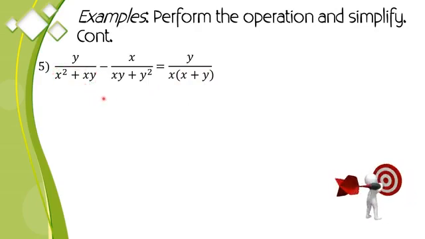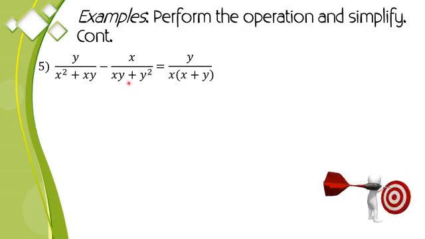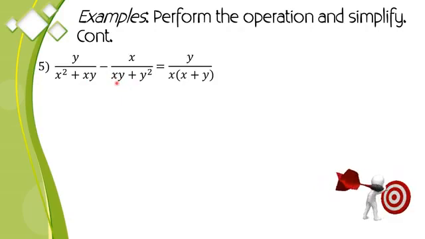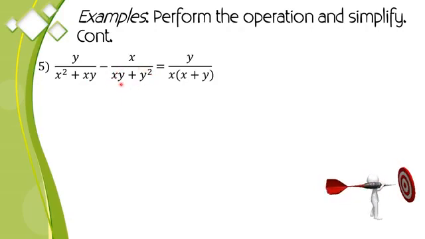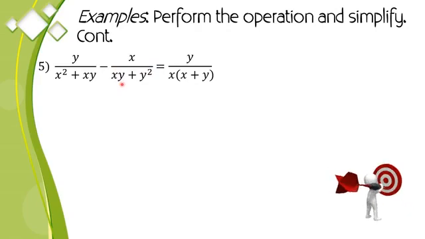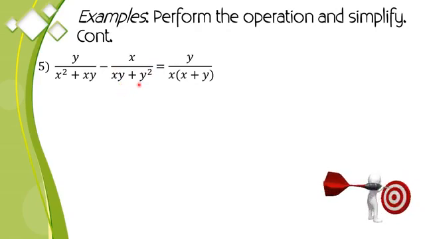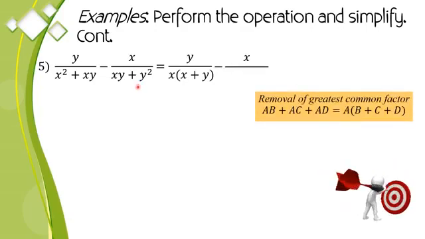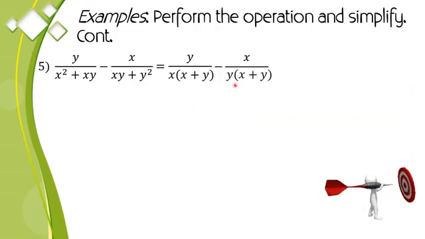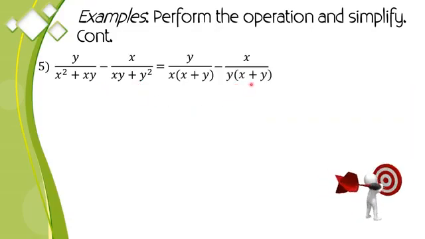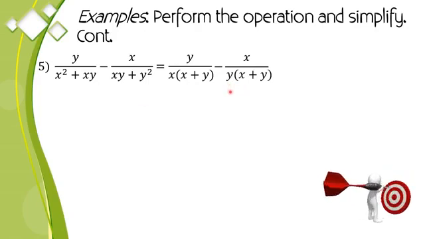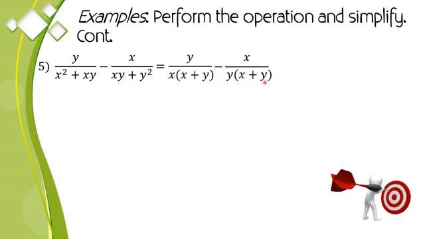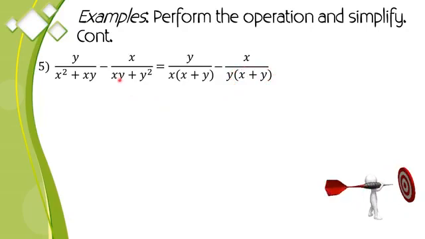Okay, so let's proceed now with factoring our second denominator. Okay, so observe that they also have a common factor in this given binomial. The common factor is y. Our first term has a y, and also our second term has a y, so y is a common factor. So by removal of greatest common factor, we factor out the y. So that will become now as y times the quantity of x plus y. Observe that if you're going to multiply y times x plus y, the result is xy plus y squared. So this is also the factor of the binomial xy plus y squared.